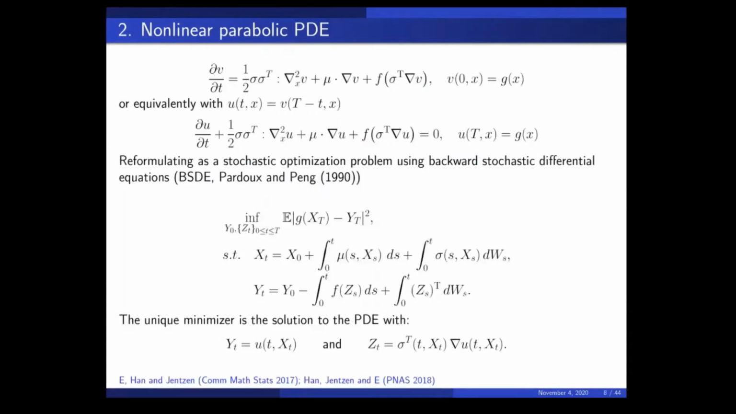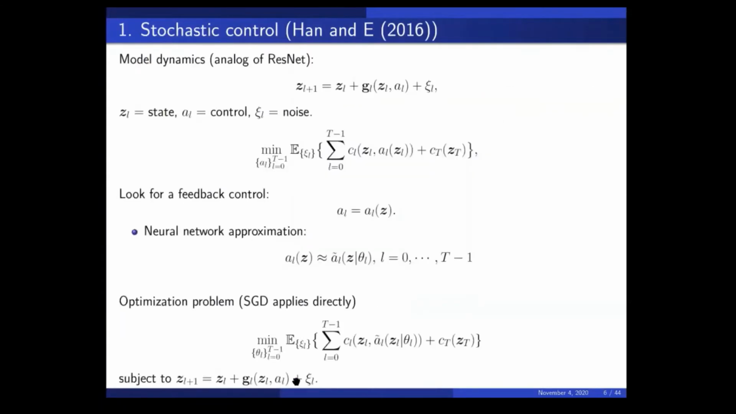The second example is to solve PDEs. So this is a nonlinear parabolic PDE, initial value problem. But oftentimes, it's easier to formulate it as a terminal value problem. So we're going to do this transformation in time and then rewrite this problem in terms of a terminal value problem, where the terminal value is given. So in order to develop a deep learning-based algorithm for this particular problem, we're going to first reformulate this PDE problem as a stochastic optimization problem.